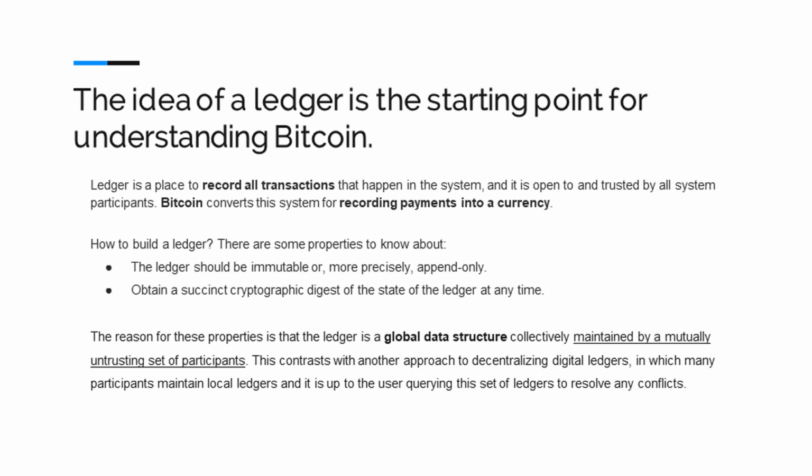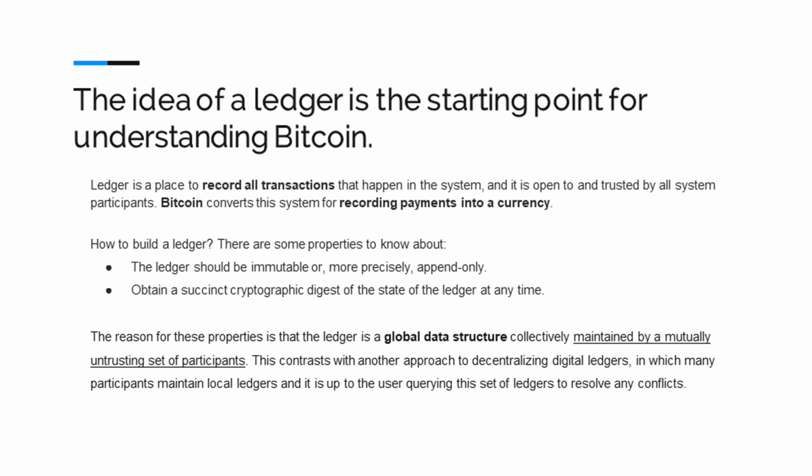There are a few desirable properties. The ledger should be immutable, or more precisely, append-only. That means you should be able to add new transactions but not remove, modify, or reorder existing ones. There should also be a way to obtain a succinct cryptographic digest of the state of the ledger at any time. A digest is a short string that makes it possible to avoid storing the entire ledger, knowing that if the ledger were tampered with in any way, the resulting digest would change, and thus the tampering would be detected.